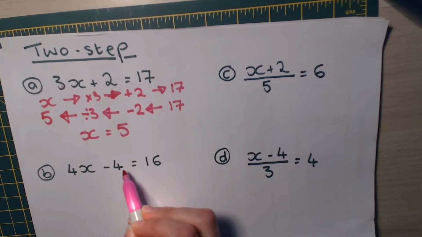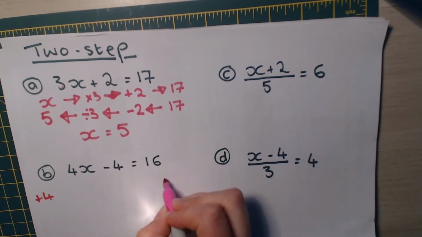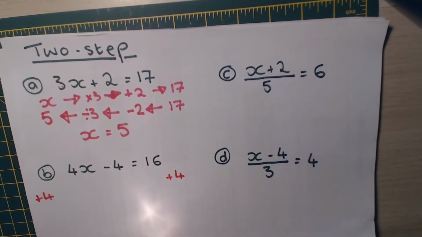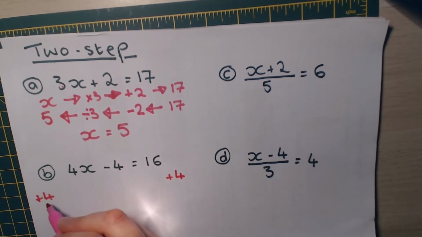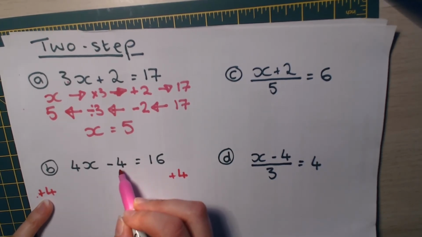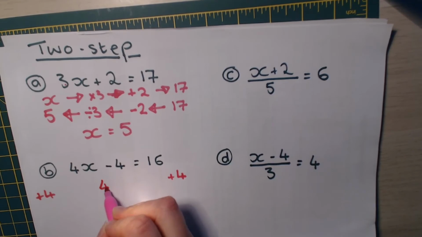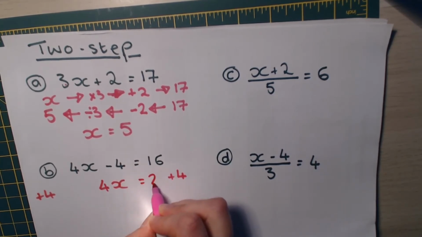So the first thing we do is the opposite of that. We add 4 to both sides. So we add 4, add 4. Okay, so we're kind of working backwards through BIDMAS almost. So we get 4x, take away 4, add 4. Well, negative 4 add 4 is 0. So we just end up with 4x. 16 add 4 is 20.